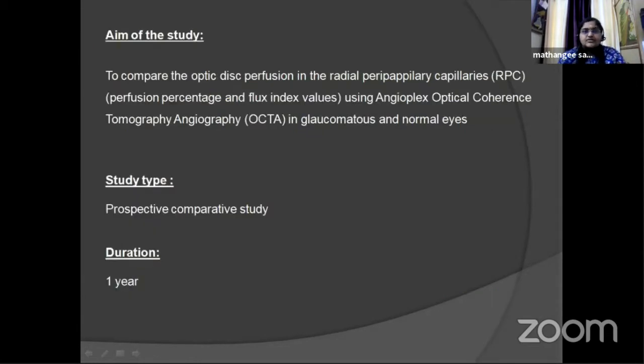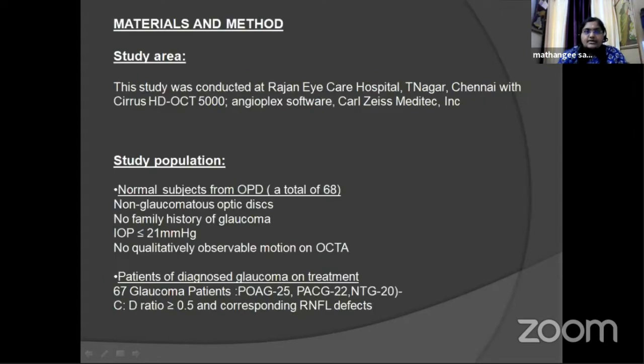The aim of my study is to compare the optic disc perfusion in the radial peripapillary capillaries using Angioplex optical coherence tomography angiography in glaucomatous and normal eyes. It's a prospective comparative study with a duration of 1 year. Materials and methods: this study was conducted at Rajan Eye Care Hospital, T Nagar, Chennai with Cirrus HD-OCT 5000, Angioplex software, Carl Zeiss Meditec.